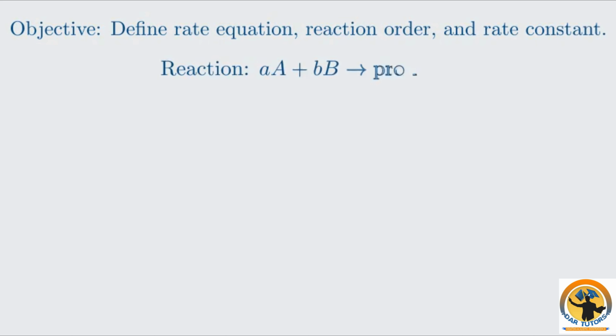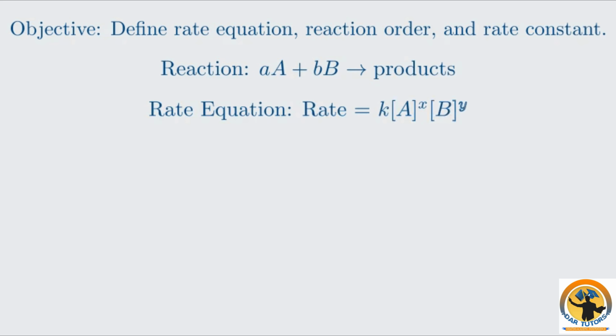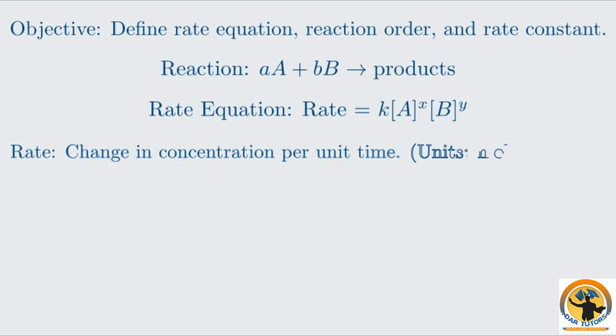For a generic reaction where A and B form products, the rate can be expressed by a rate equation, also called a rate law. Let's break this down. First, rate is the reaction rate, which we define as change in concentration per unit time. So its units are typically M per second.